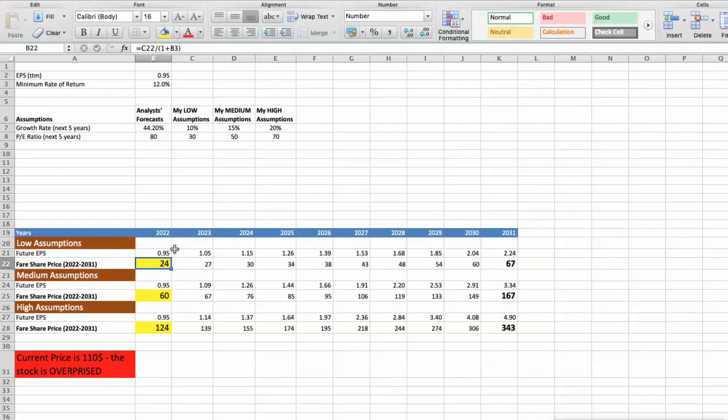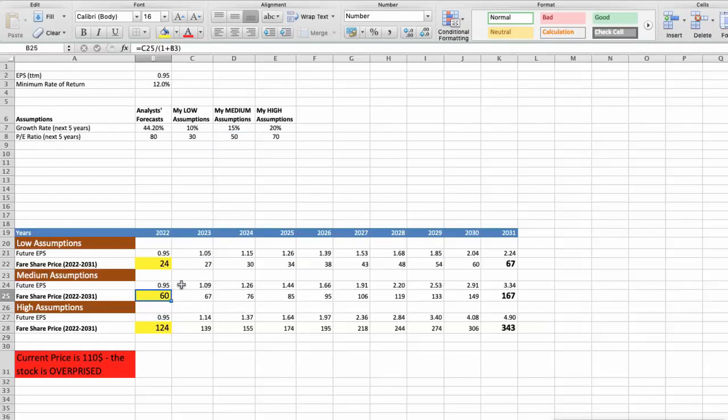Second scenario. Block will have average performance in next 5 years, and we will use the following parameters in our calculation. Future growth rate would be average, 15%. Future P/E would be average, 50. In this case, the fair value of the stock today would be $60.